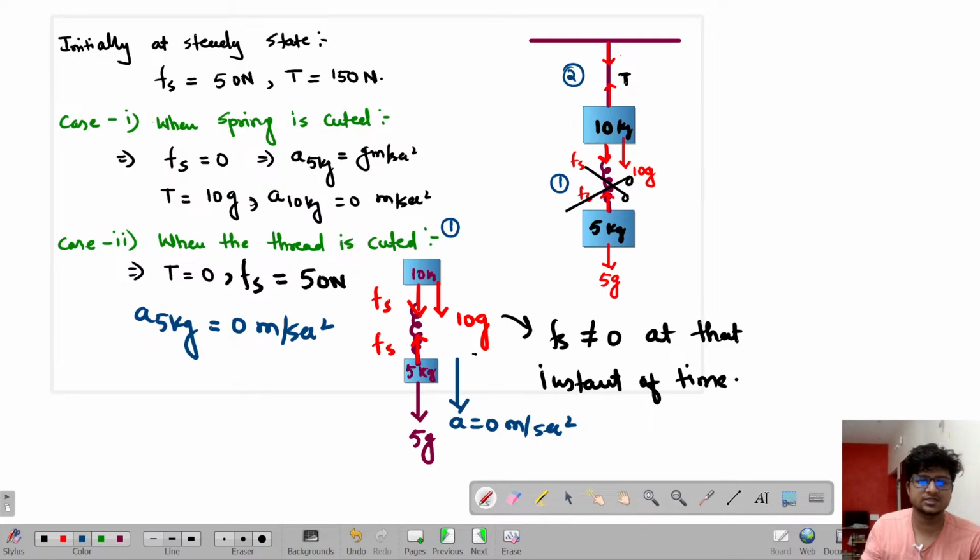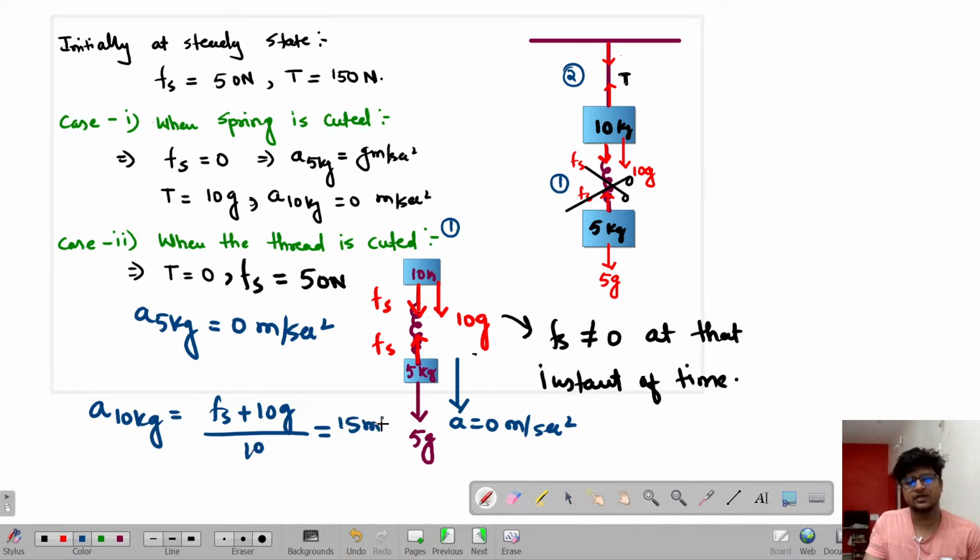But what happens to the acceleration of 10 kg? In 10 kg, there are two forces which are acting. So acceleration of 10 kg is Fs plus 10g divided by mass 10. Fs is 50 plus 10g means 100, so 150 by 10, which is 15 meter per second square down. So this one falls with 15 meter per second square rather than falling with acceleration due to gravity. Does that make sense, yes or no?